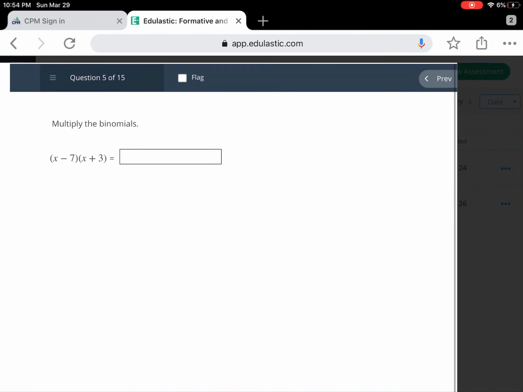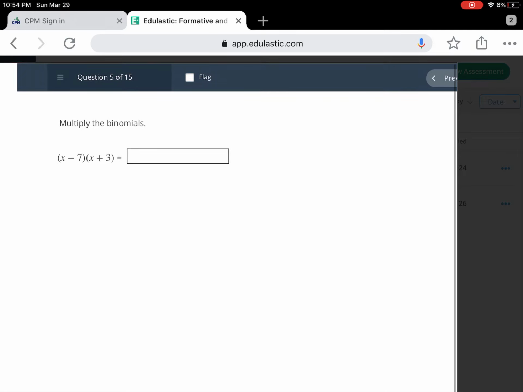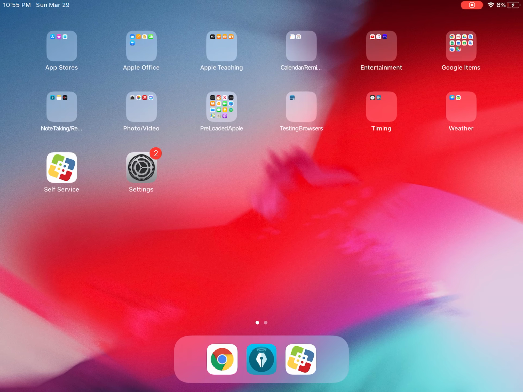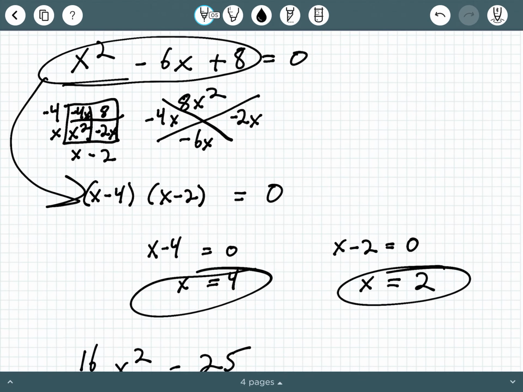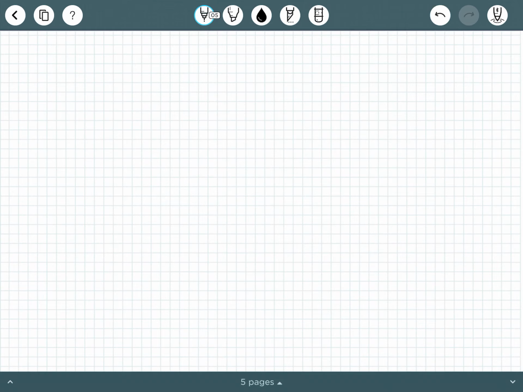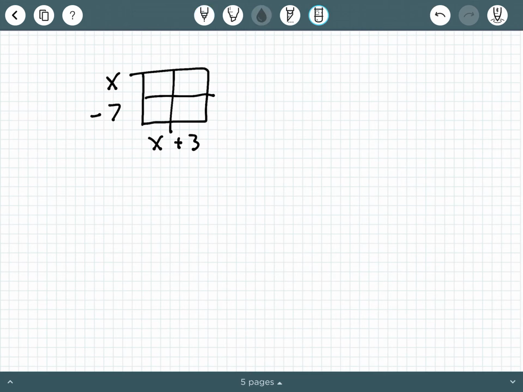All right, moving along, multiplying binomials. This is another task for the generic rectangle, so we'll put x minus 7 and x plus 3 on the outside of a rectangle. So x minus 7 and x plus 3. And not that it matters, but actually I'll flip that so that it appears the same way we've been factoring. So x times x will give us x squared.